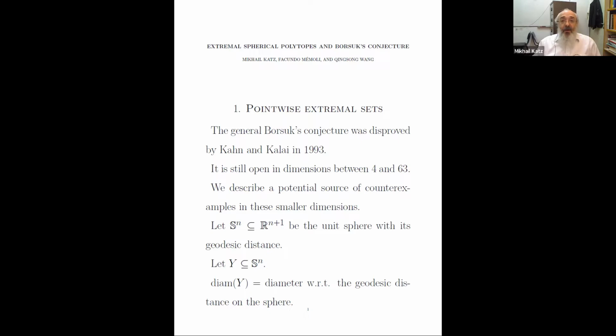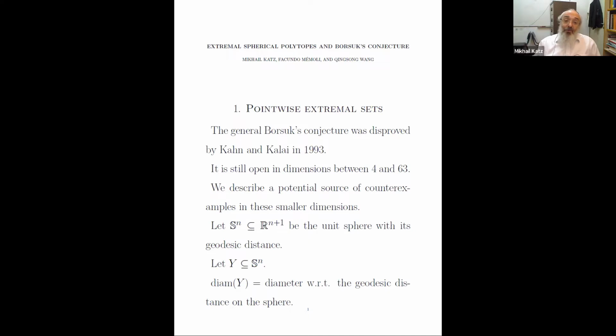And basically the motivation of what we're doing is a hope to maybe find counterexamples to Borsuk's conjecture. Now, the general Borsuk's conjecture was already disproved by Kahn and Kalai almost 30 years ago. So what are we trying to do?